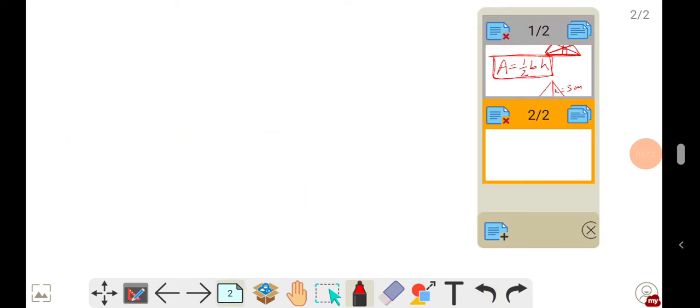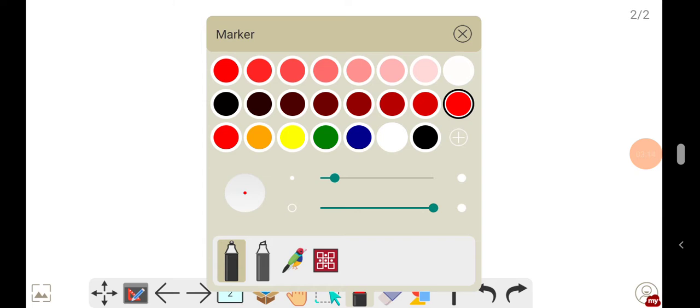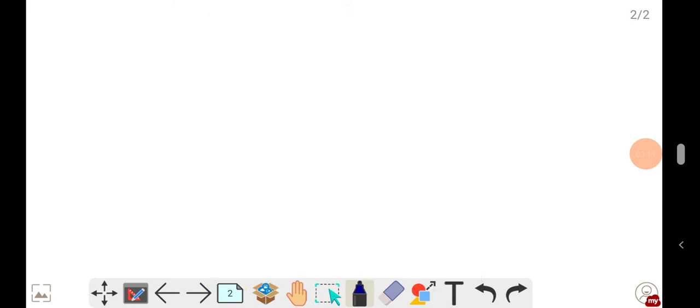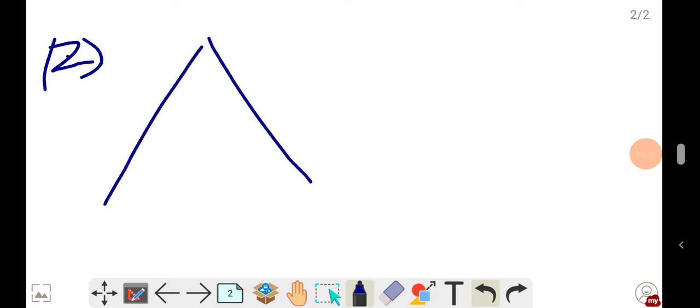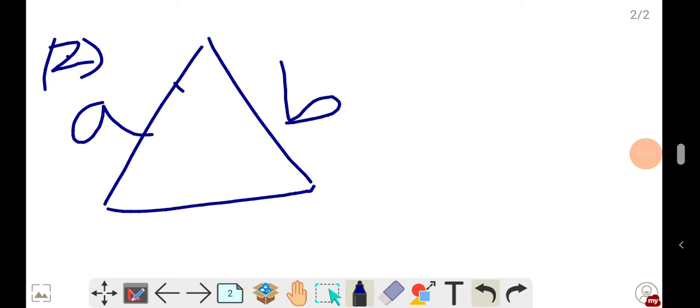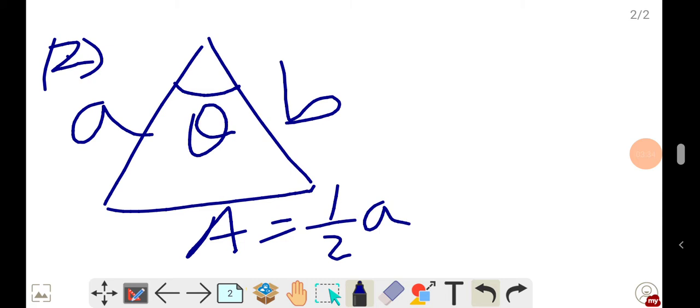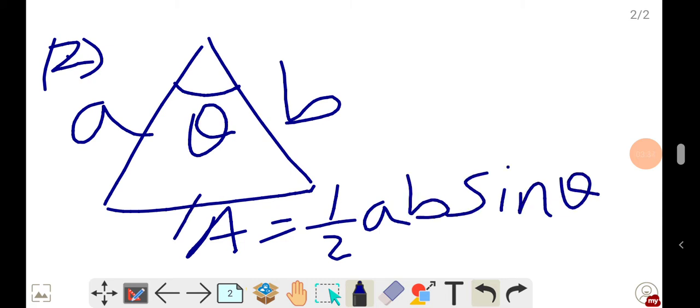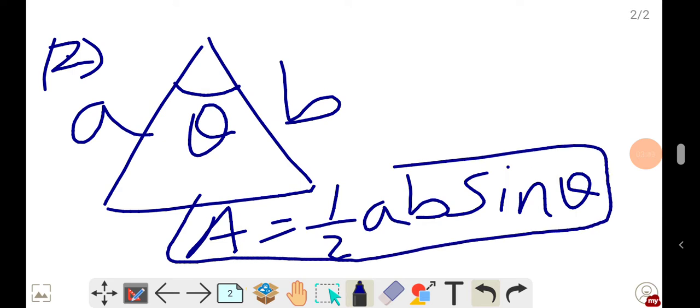Let us go to the second possibility. In case of a triangle, still we are talking about a triangle, the two sides might be given, and the middle angle between the two given sides, again it might be given as theta. So this time the area of the triangle can be calculated as half times the product of the two sides times sine of the middle angle. Here there is no base, there is no height, only two sides and the middle angle given. So we can apply this formula.